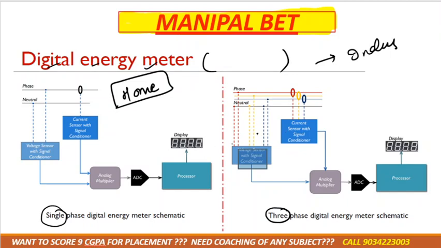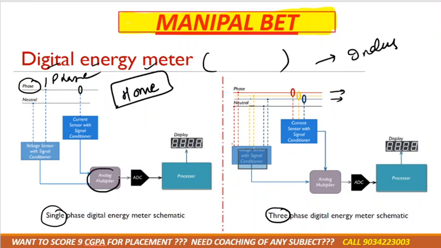The function is the same, but what is the difference? On the industry side, we use a three-phase supply: red, yellow, blue, and the neutral. Okay. And at home, we are using a single-phase supply. That's why it's single phase: one wire with the neutral.